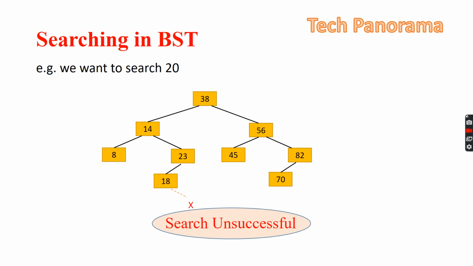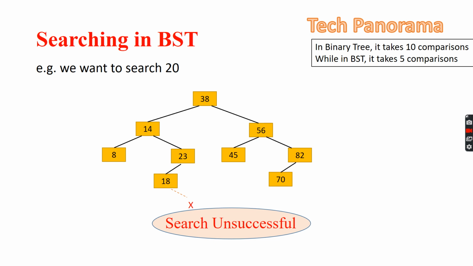Through this example, I would also like to explain the difference between the binary tree and the use of BST. If we follow the binary search tree to search the item, we do not have to compare each and every element with our item. If we take the binary tree structure, then we have to follow a traversal algorithm: pre-order, in-order, or post-order. So we compare 20 with 38, 14, 8, 23, 18, 56, 45, 82, 70, with all the elements. According to this example, it will take 10 comparisons.